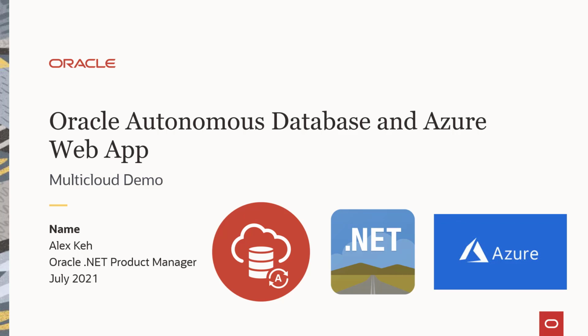In this demonstration, we'll show you how to connect Oracle Autonomous Database with Azure Web Apps. We'll take an ASP.NET Core application, use Oracle Data Provider for .NET, also known as ODP.NET, then deploy that to Azure and see how it can connect to Oracle Autonomous Database. It's fairly easy to do. There is some configuration involved, and we'll walk you through how to do that.